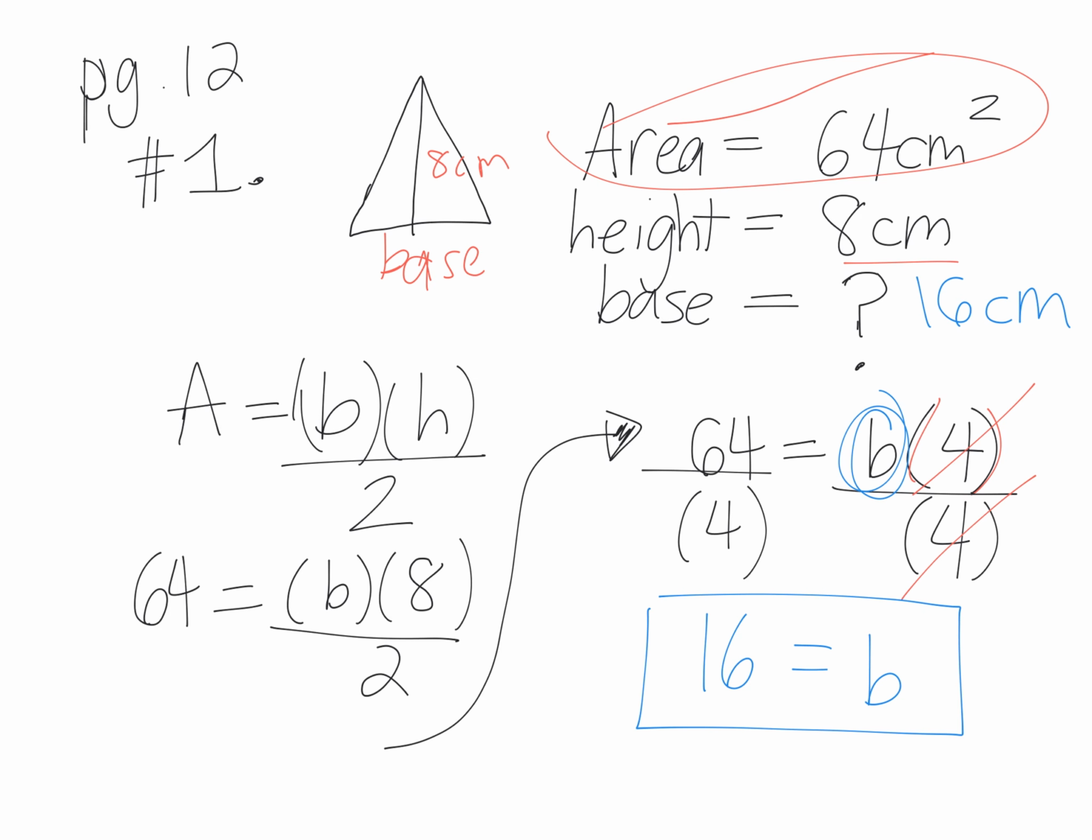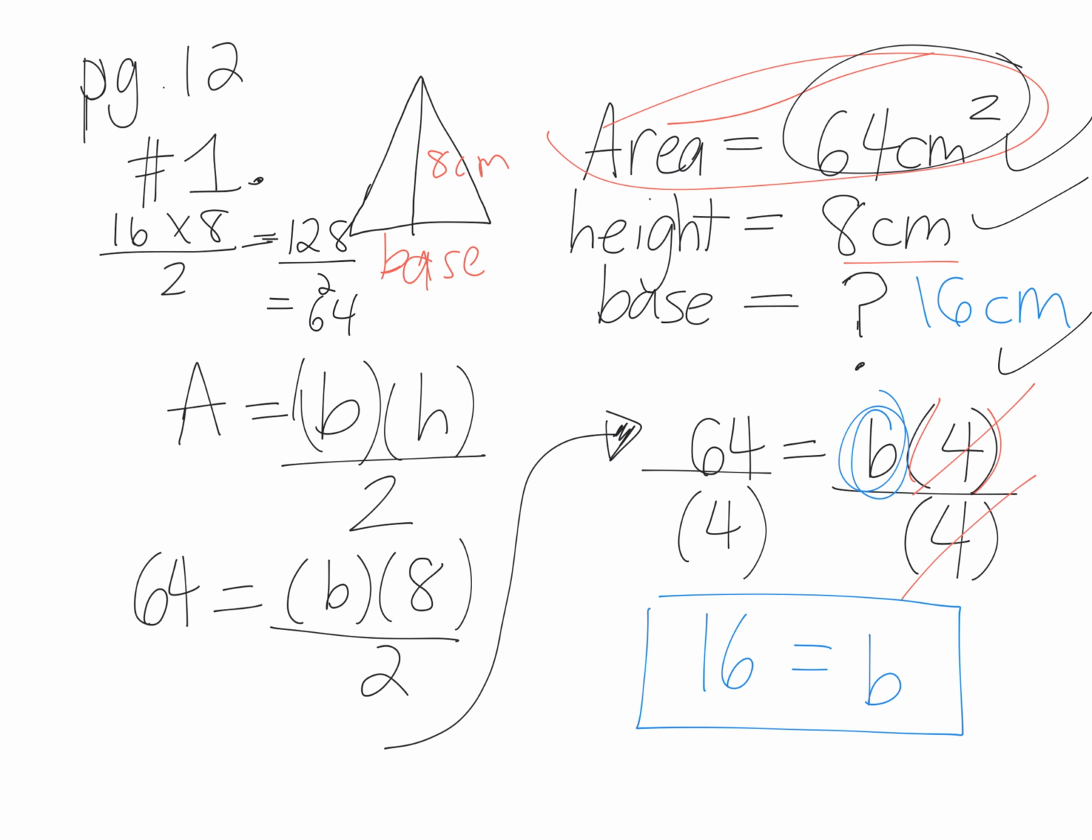centimeters. Let's just check the answer, make sure it's right. The area of the triangle was 64 centimeters squared. We just found the base, so base times height divided by 2 should give us 64. Does it give you 64? Calculate it. What's 16 times 8? Divided by 2. What do you get? 128 divided by 2, which is equal to 64. So this has to be correct. It worked. Check your answer.